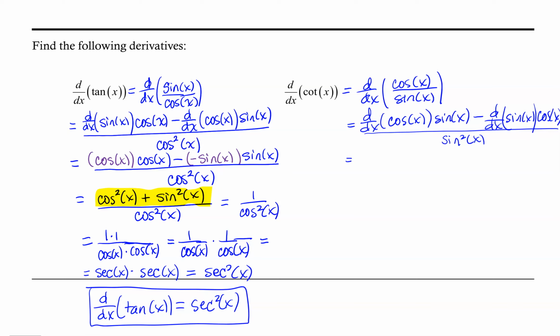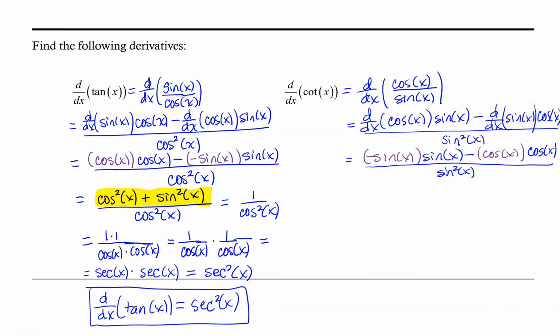Now, the derivative of our cosine function is negative sine, so negative sine of x, times the sine of x that's already there, minus the derivative of the sine function, which is cosine of x, times the cosine of x that's already there, all over sine squared of x.